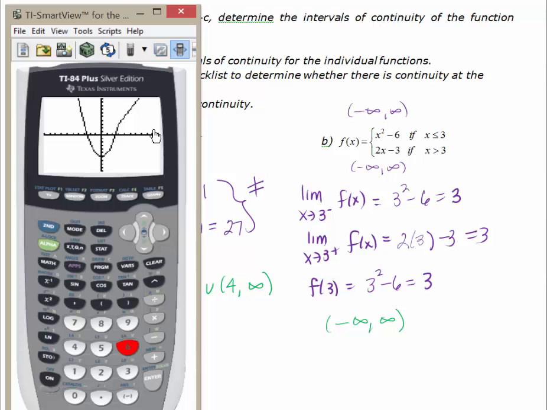The bottom function is a linear equation, and it does seem to me that you can see here that it looks as if there's no gap in the equation at that endpoint. If we trace on, let's trace on the 3.